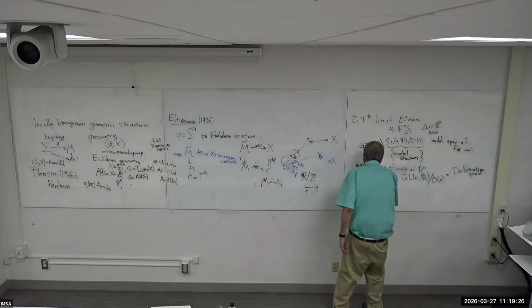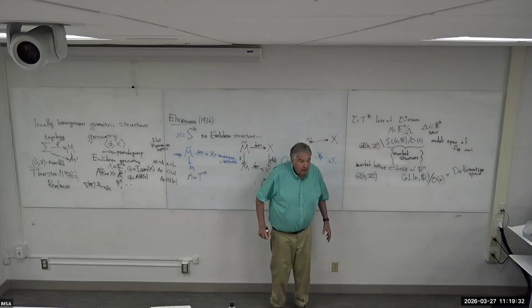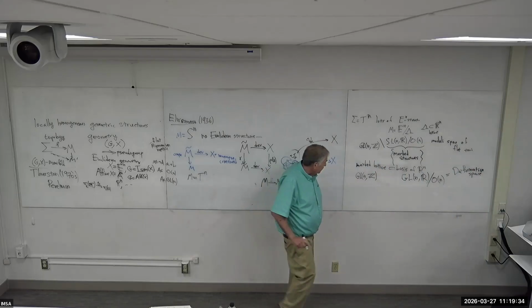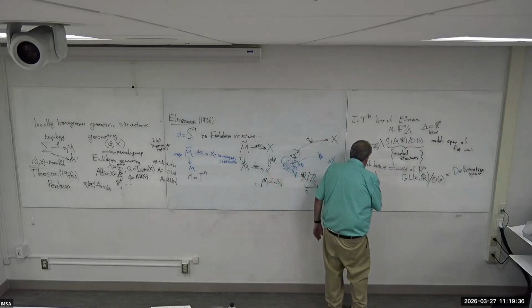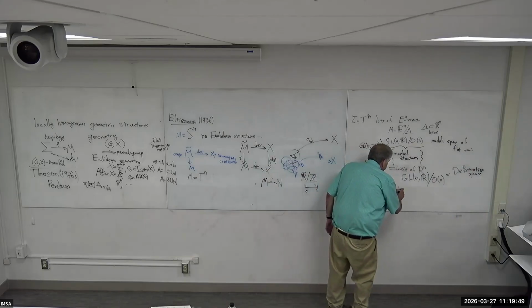And then GL_n(Z) identifies with the change of marking, which you can check just corresponds to a homeomorphism of sigma defined up to isotopy. So this I'll call the mapping class group of sigma.